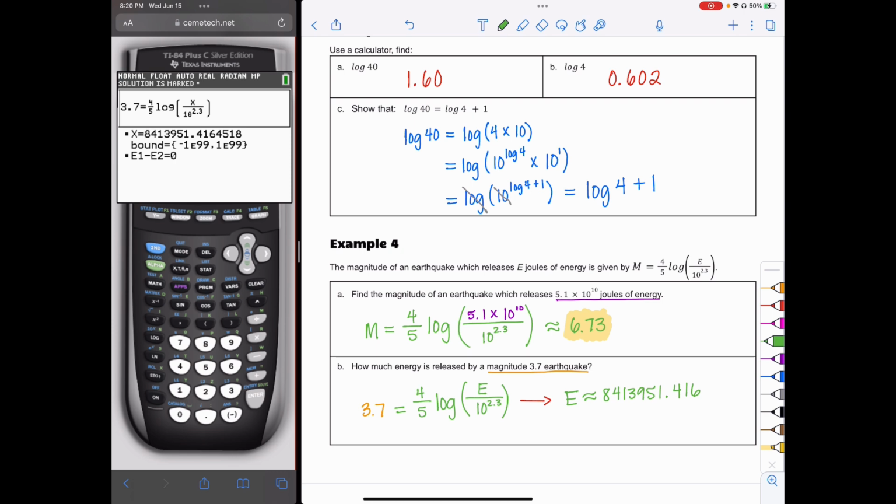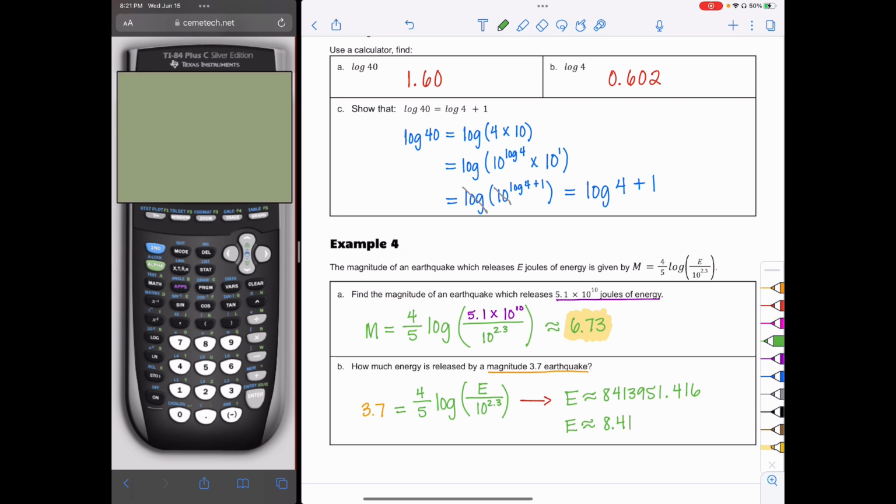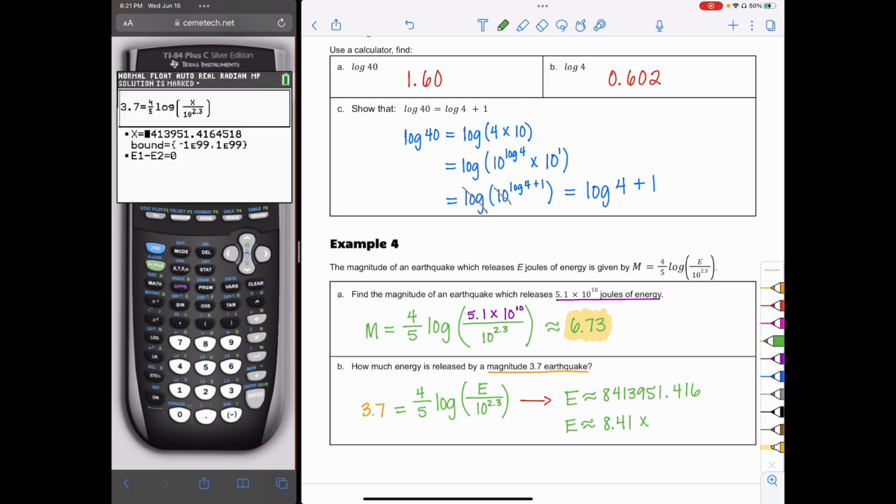All right, that will be how many joules are released. But of course, in part A, they gave our joules in scientific notation. We are also going to give our answer in scientific notation here, as well as three significant figures. So here I can say that E, or my energy, is approximately 8.41 in 3 sig fig times 10 to the power of 6, because you will have to move your decimal 6 times to the right in order to get it back to where it was. So that is our answer here.